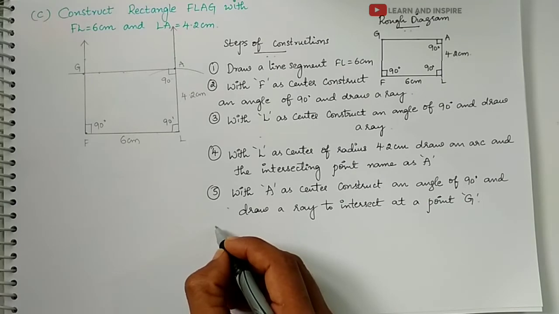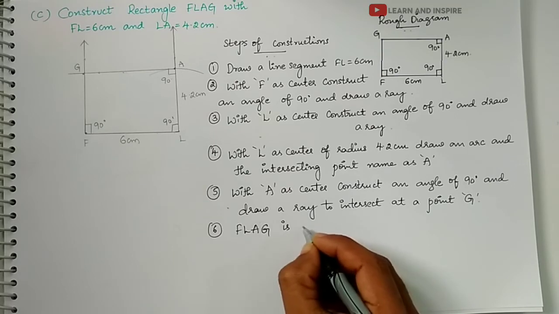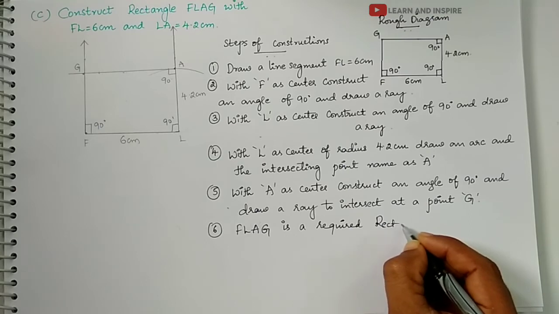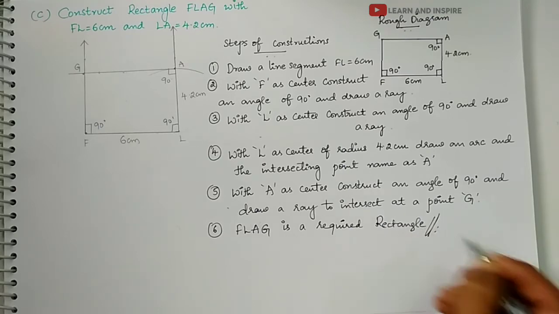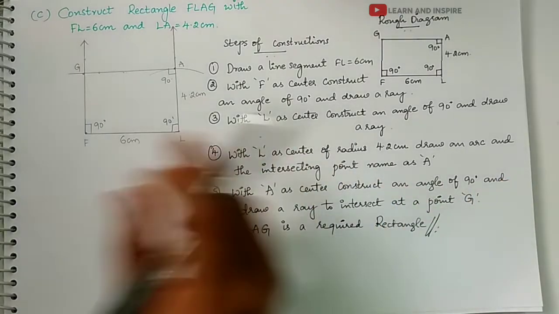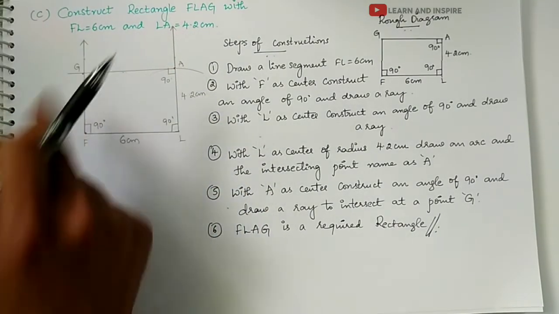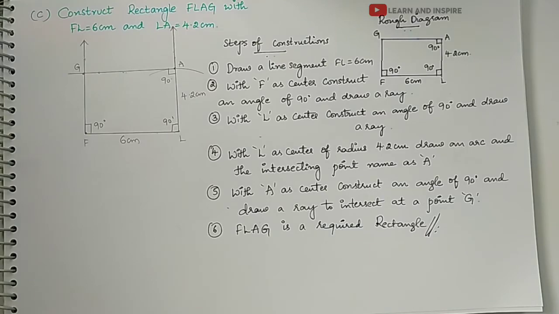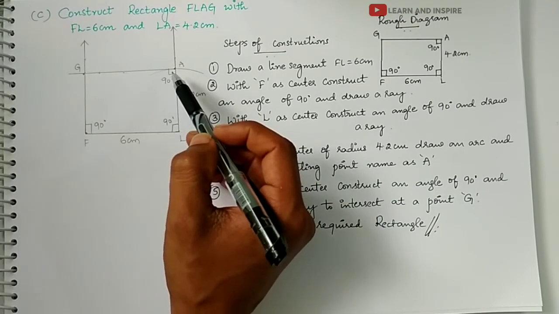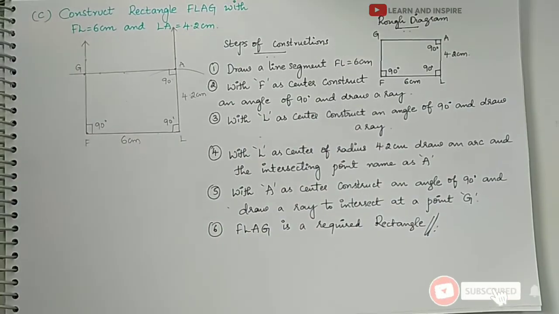Step number 6, FLAG is the required rectangle. Understood? So very simple construction. So first FL is given as 6 centimeters, and as we know in the rectangle all 4 angles are equal to 90 degrees, and LA is equal to the given 4.2 centimeters. We can draw an arc from another point, so we can construct an angle of 90 degrees. So FLAG is the required rectangle.